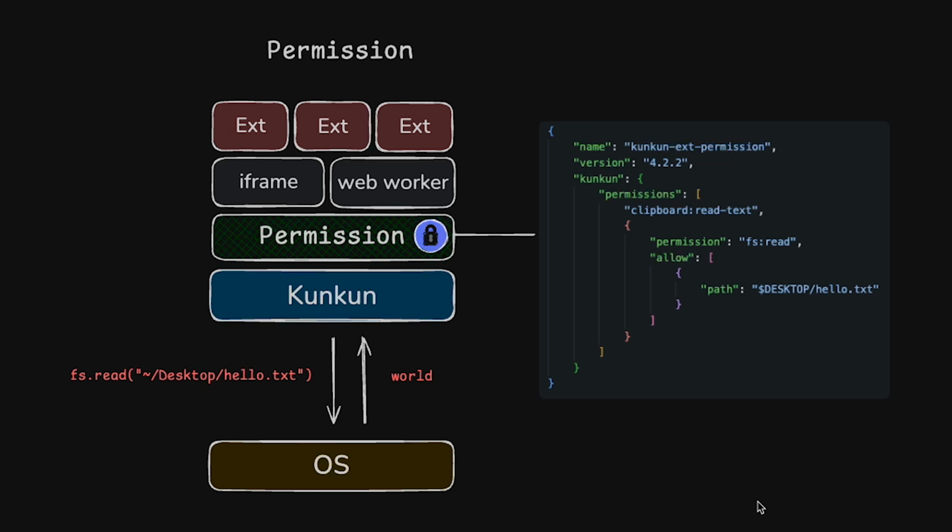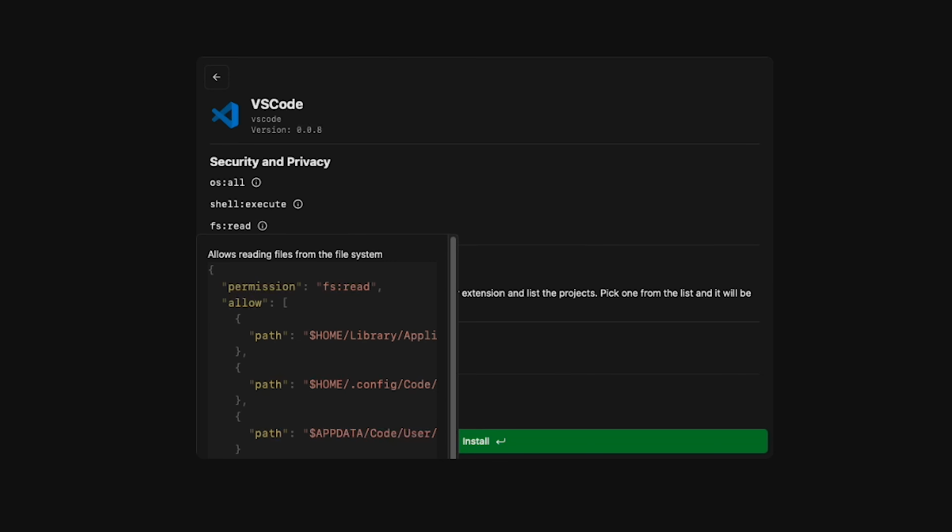Extensions must declare the permissions they need in their manifest file. Without proper declarations, API requests will be denied. For example, if an extension needs to read clipboard text and access a file named hello.txt on the desktop, it must explicitly declare those permissions. Requests for other actions will be rejected. The extension store allows users to inspect required permissions before installation.